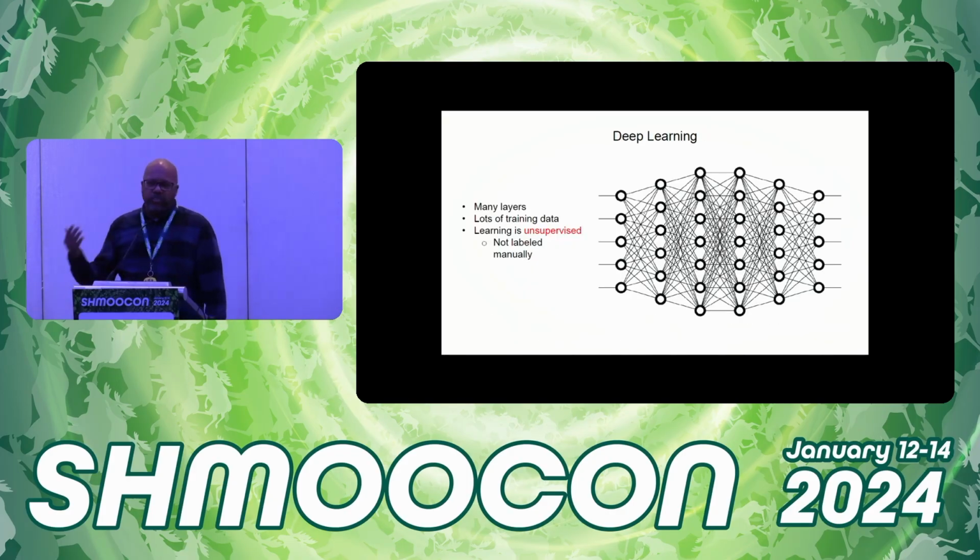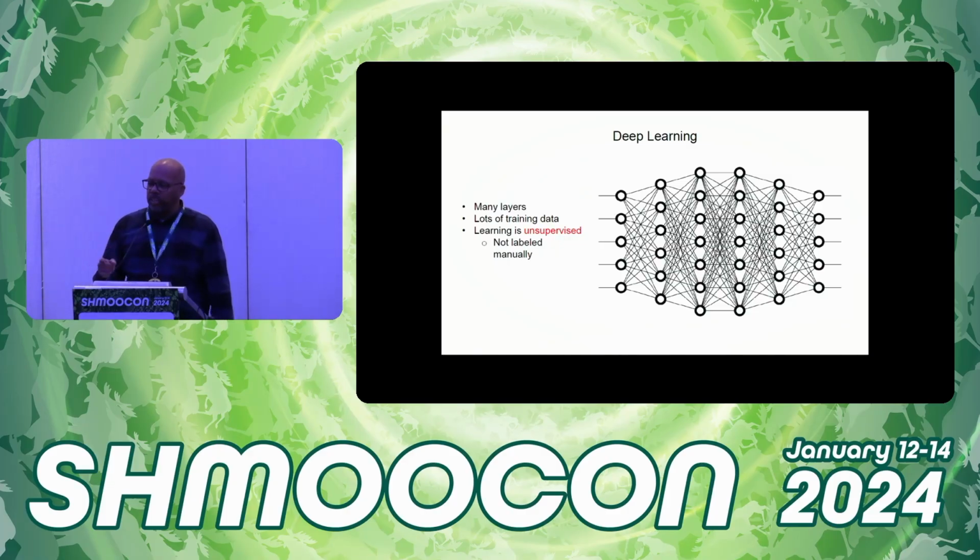Deep learning, this term you hear, basically it just means it's really big. So lots of layers, lots of nodes in each layer, millions upon millions of nodes and edges, and lots of training data. Like ridiculous amounts of training data. So much training data that you can't supervise the learning.